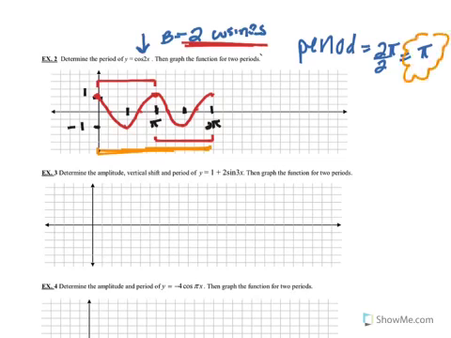Okay. Next example. This one involves an amplitude and a vertical shift and a period change. Okay, so let's take a look at this next one. First thing you'll notice on this one is this +1. So we can bump everything up 1.